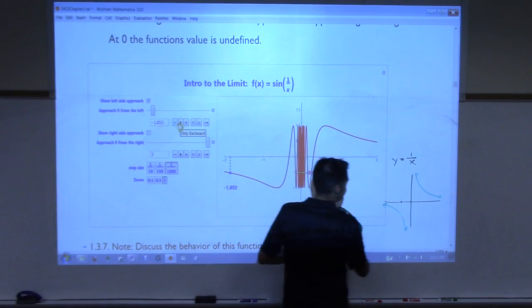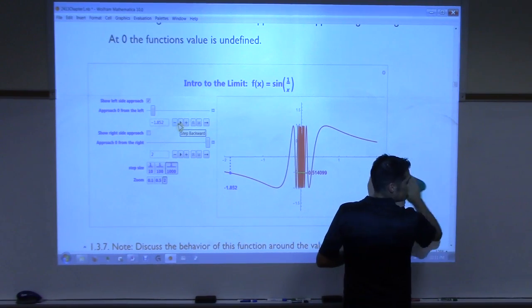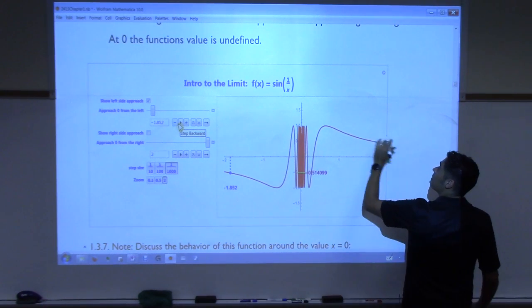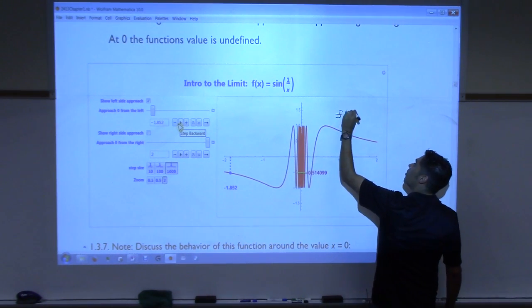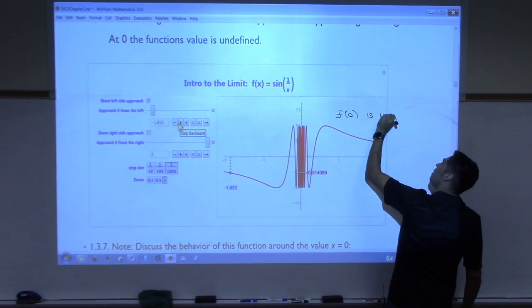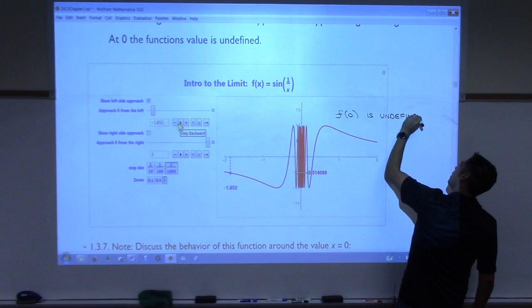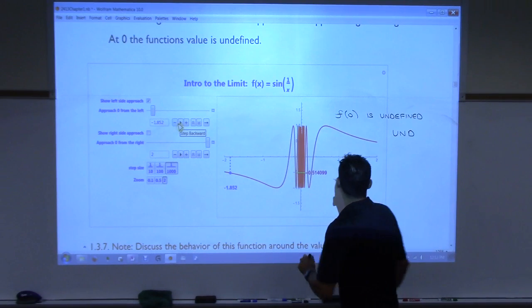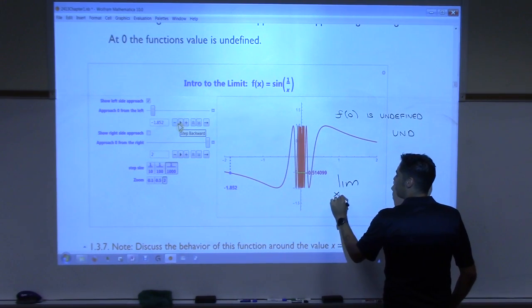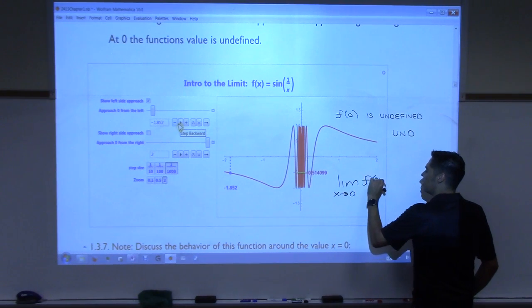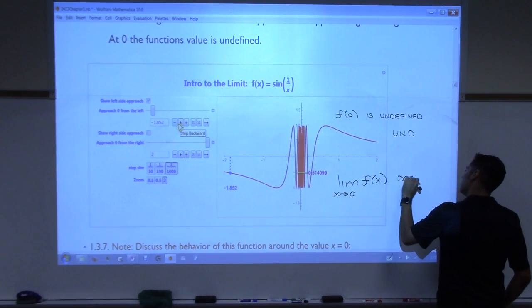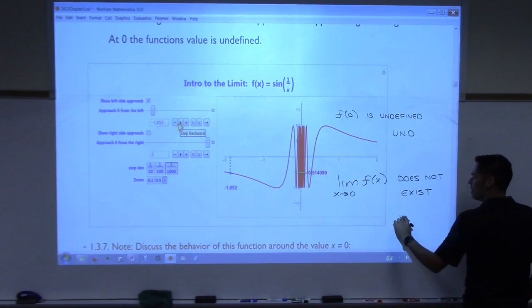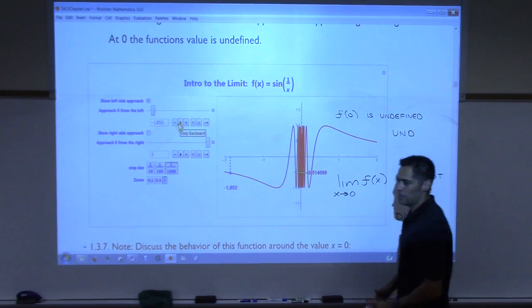Is that the only situation where you would say the limit does not exist? No, there are others. Okay, so if I write this down, hopefully this will make sense. f of 0 using this function is undefined. If you want, you can write UND. The limit as x approaches 0 of this function does not exist. You may write DNE for does not exist.